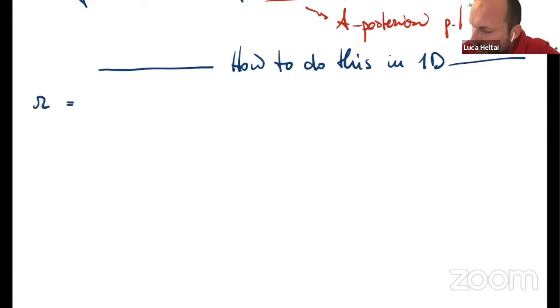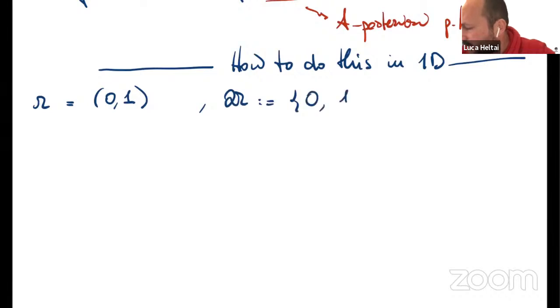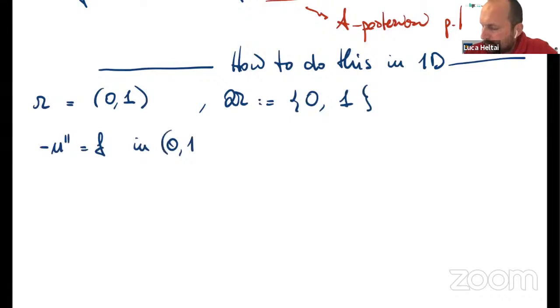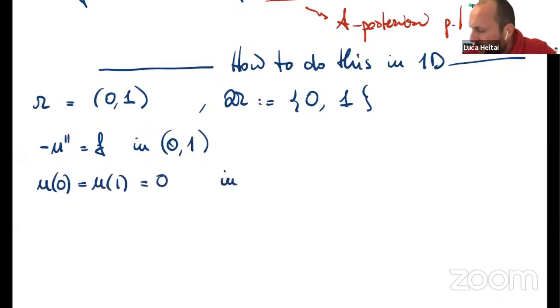So let's say that omega is the interval 0, 1, and the boundary of omega is the set of points 0 and 1. Okay, so what I'm trying to solve is minus u prime prime equal f in 0, 1, and u of 0 is equal to u of 1 and is equal to 0. Okay, so this is what I would like to solve.